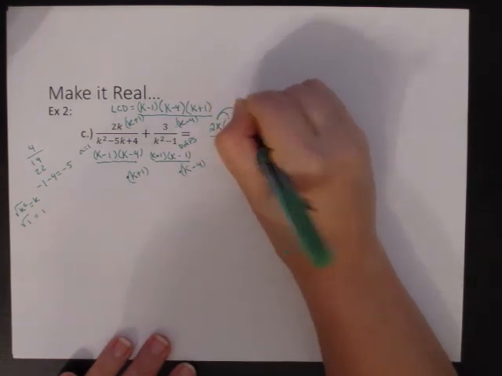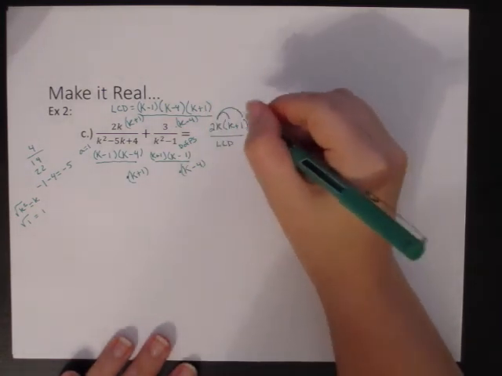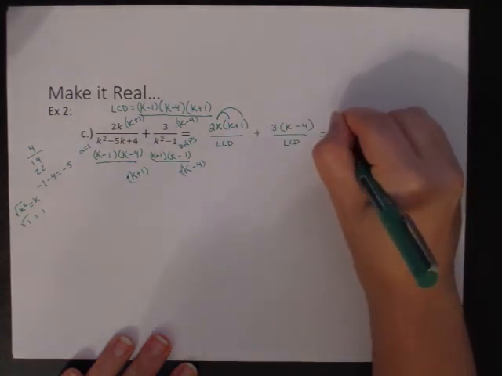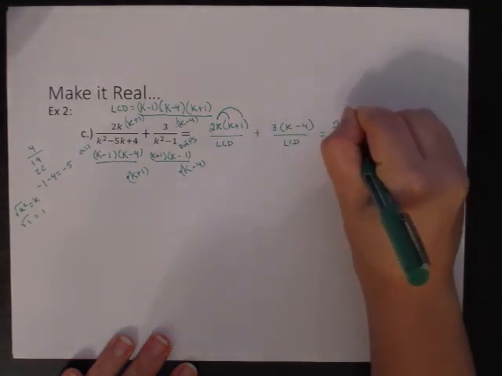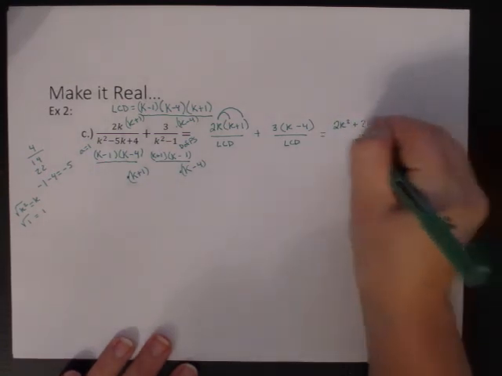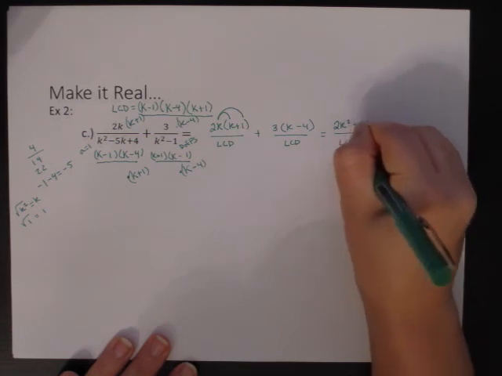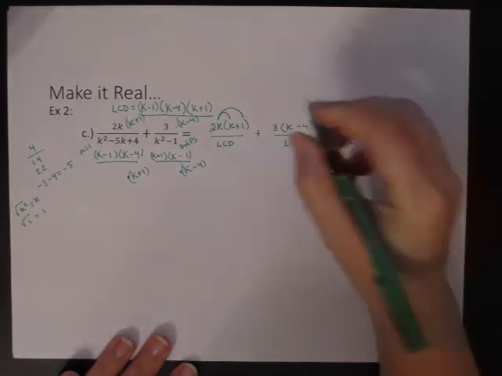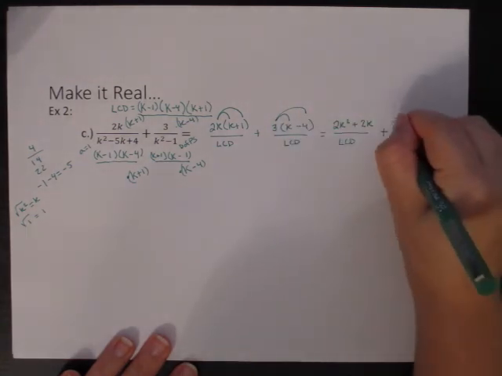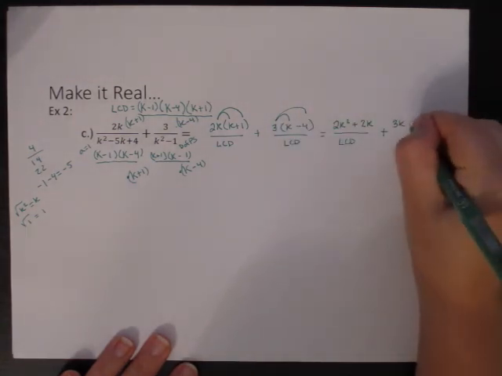Alright, so with this, I've got to distribute. So I've got to distribute this 2k to the k and 2k to 1. So if I do that, it's going to be 2k squared plus 2k over LCD. And again, I have to distribute, so I have to distribute this 3 to both terms. So 3 times k is 3k, and then 3 times negative 4 is negative 12 over LCD.